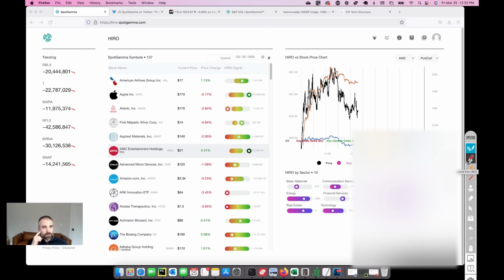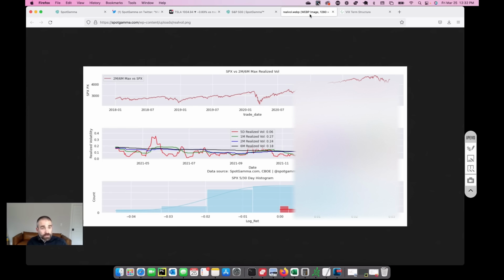Now, the other aspect of implied volatility, which we're finding quite interesting here, is the collapse of realized volatility. So we're going to flip over to one of our subscriber charts.